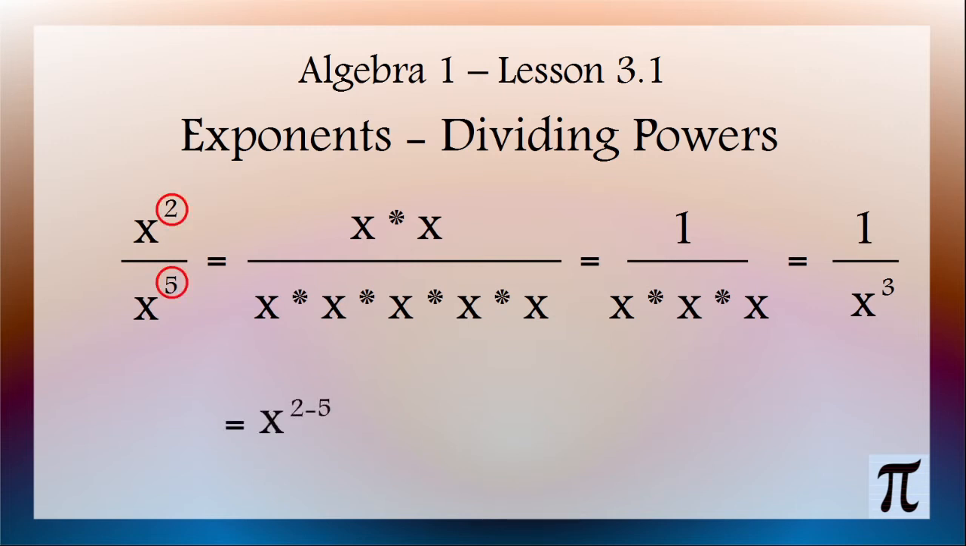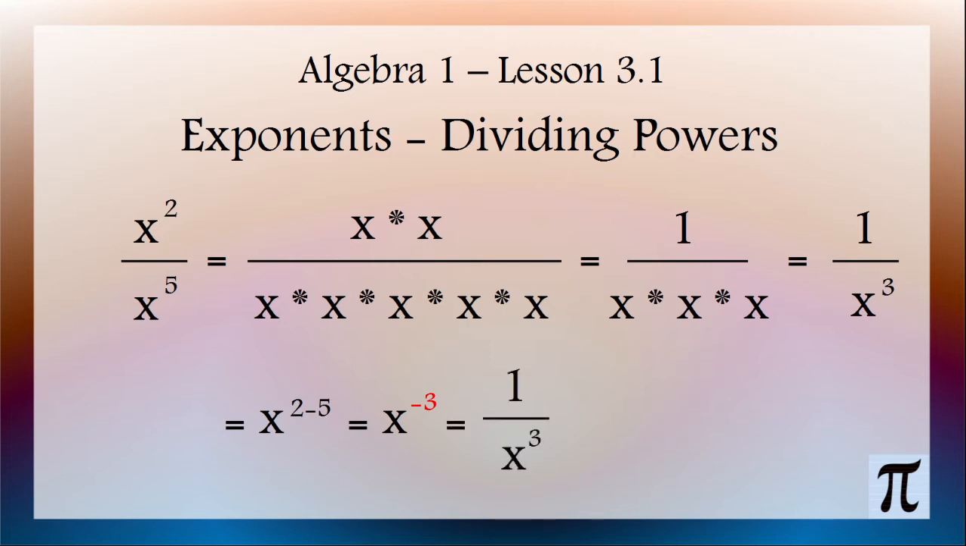Again, looking at the exponents we started with, it should be x to the 2 minus 5. Well, that's x to a negative 3, and that looks kind of weird, but that is allowed, and the property that we discussed still holds true.